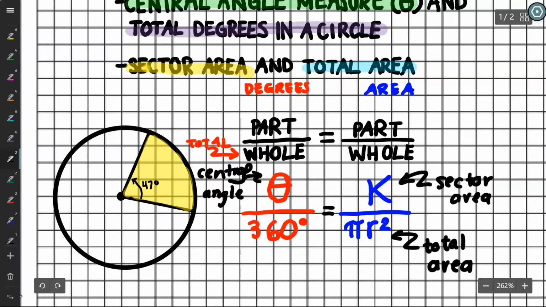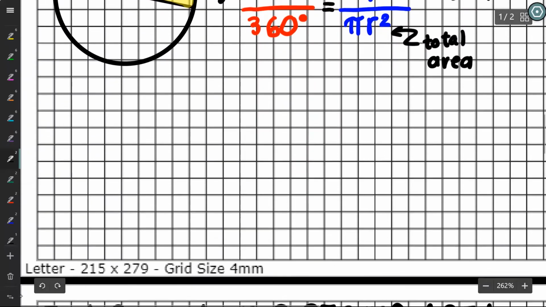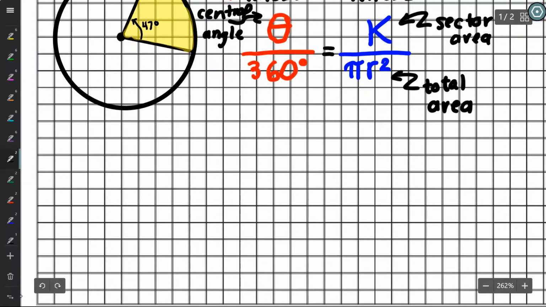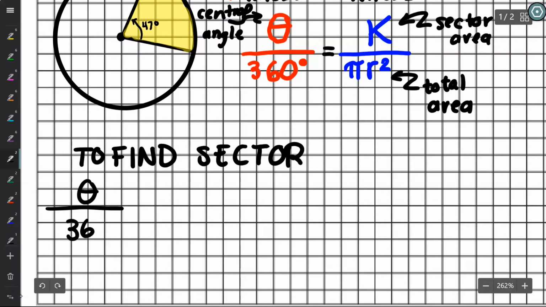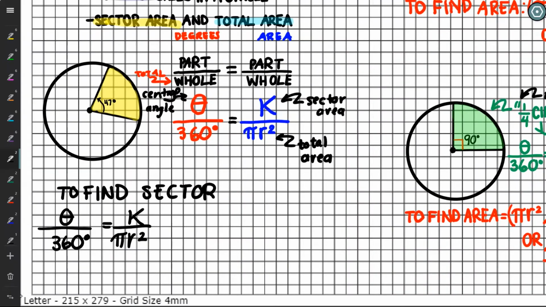Alright, so this is how we set up the proportion for any central angle measure that we get. So I'm going to just rewrite it under here. So to find sector area, we're always going to use that proportion. Alright, so we're going to go through some examples on how we can use this proportion.